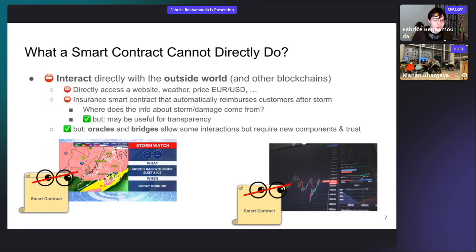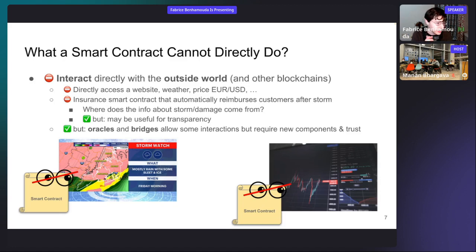And the first thing a smart contract cannot do is really interact with the outside world and with other blockchains. So a smart contract really lives in the blockchain it is designed for. If you have a smart contract on Ethereum, it lives on Ethereum. If you have a smart contract on Algorand, it lives on Algorand. And it can access a lot of things on its blockchain, but it cannot access the outside world. It cannot read a website. It cannot go to google.com, weather.com, or the website of the NASDAQ to know the price of the NASDAQ.